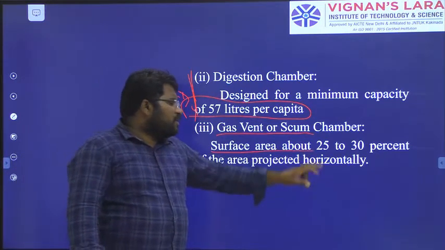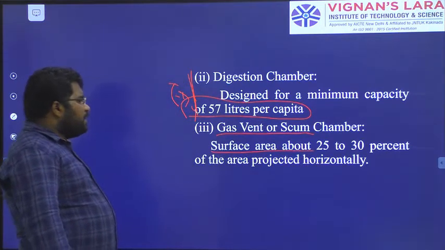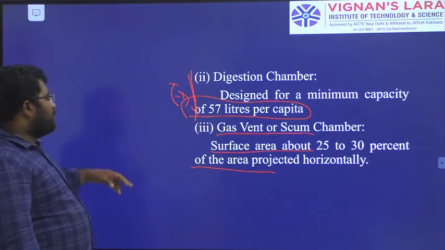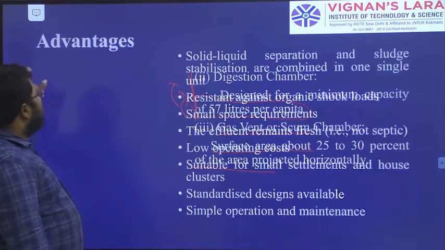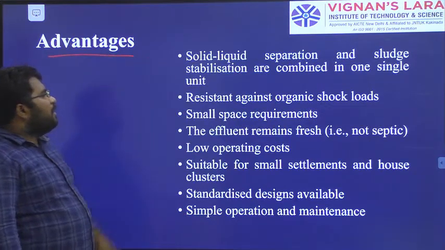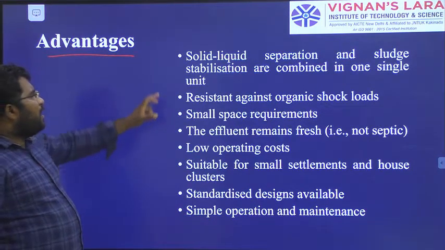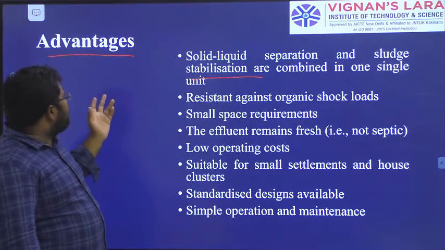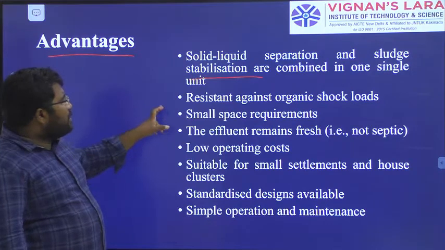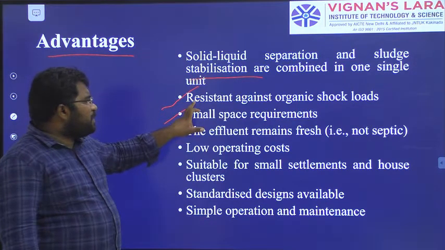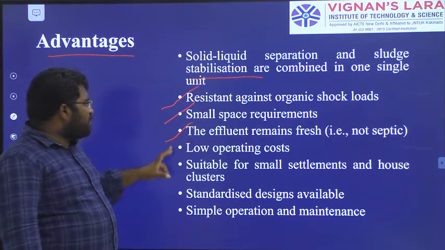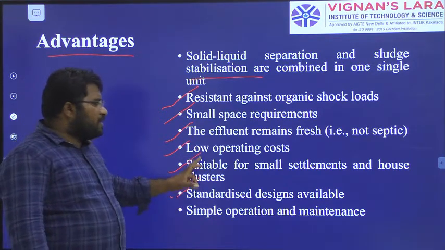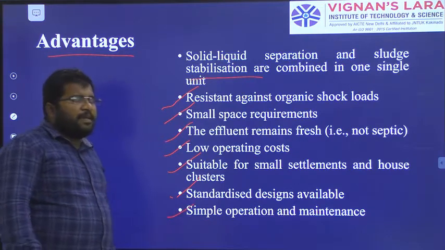This should have a surface area of about 25 to 30% of the area projected horizontally. Out of 20 to 35% of total area, it is going to be there. Okay. Next, advantages. Normally, solid liquid separation and sludge separation are combined in one single unit, and resistance against organic shocks, small space required, the effluent remains fresh, low operating cost, suitable for small settlements, standardized design available, simple operation and maintenance.